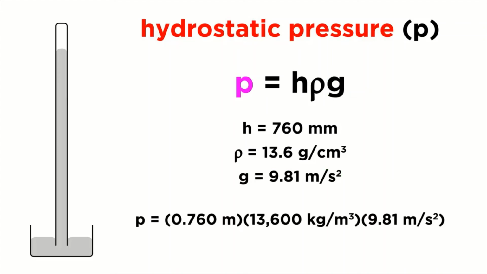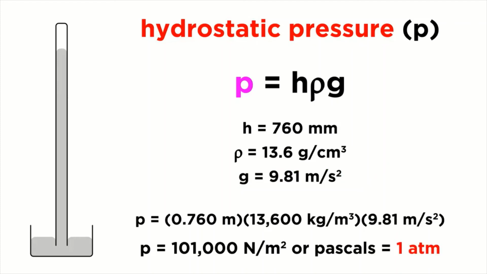We will want all our units to agree, so we can plug in the height of the column and convert to meters, then the density converting to kilograms per cubic meter, and then the gravitational acceleration, which, as we said, is in meters over second squared. We will get about 101,000 pascals, which is roughly equal to atmospheric pressure, and therefore corroborates our experimental observation.